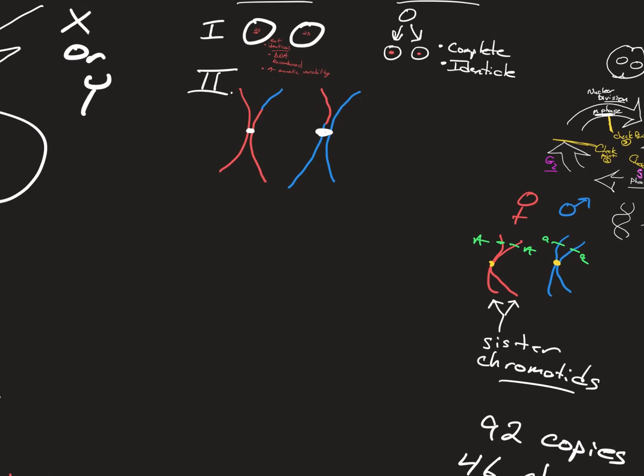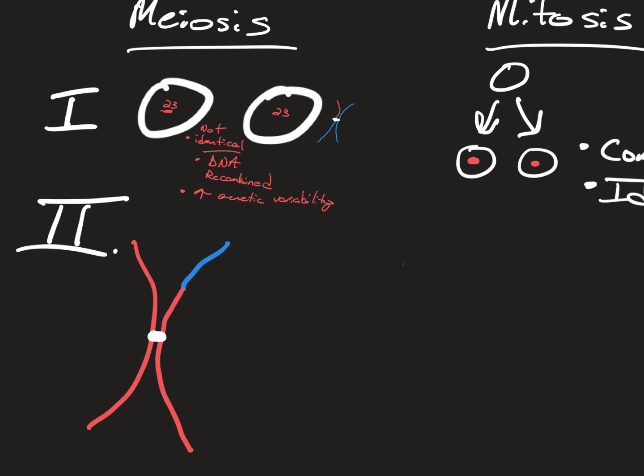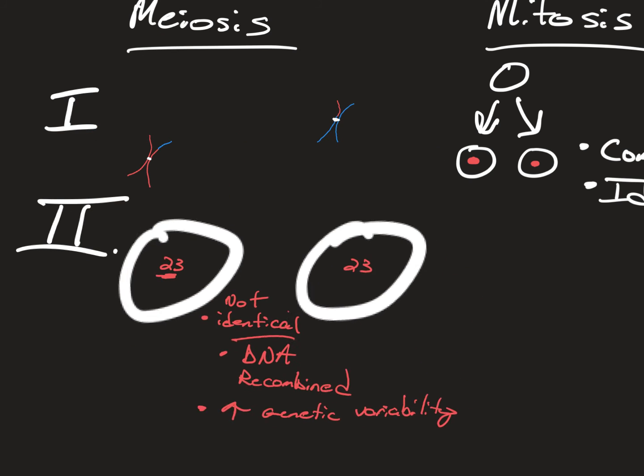Let's zoom in. So over here, you're going to have 23 that maybe they look like this, and this one over here looks like this. And so you're going to have different combinations of alleles. Does that make sense? Mm-hmm.